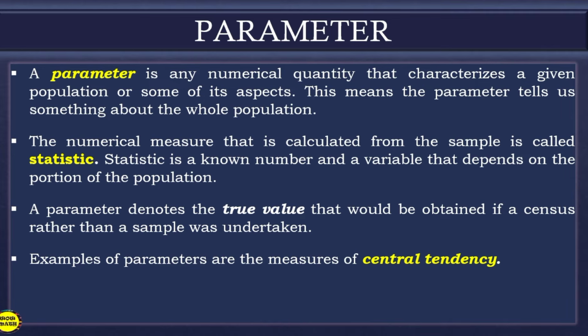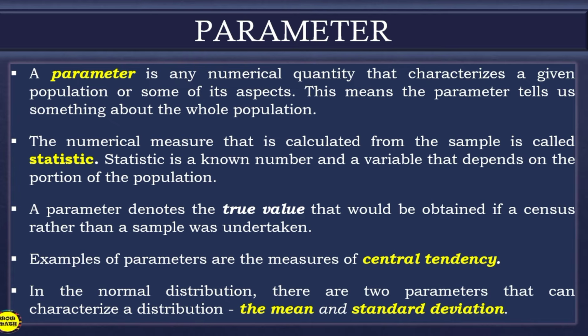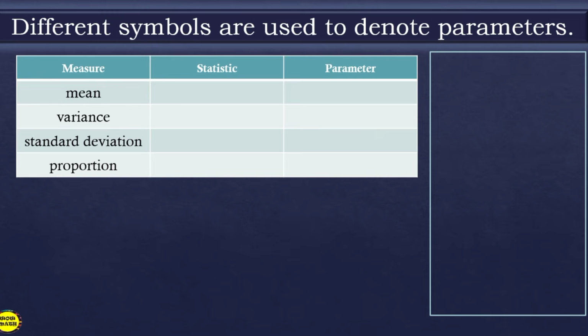So, in the normal distribution, there are two parameters that can characterize a distribution. So, the mean and standard deviation. Okay, so maging familiar din tayo sa mga symbol na ginagamit natin. Like for example, paano natin ano yung symbol for sample variance, population variance, kasi magkaiba yon.